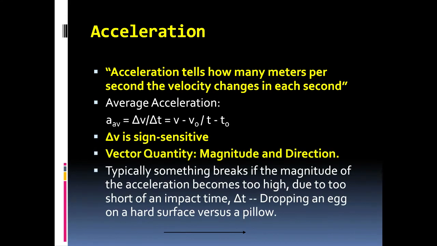Typically, something will break if the acceleration becomes too high. And if you have a very, very small impact time, like in a collision, like dropping an egg on a hard surface versus a pillow, if that impact time is small, it actually will produce great forces, and you have great accelerations, which cause things to break. You really want to increase that impact time to reduce the forces on something, such as an egg, to reduce the accelerations. In fact, human beings can only withstand so much acceleration.